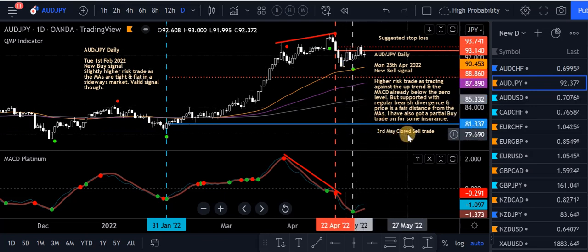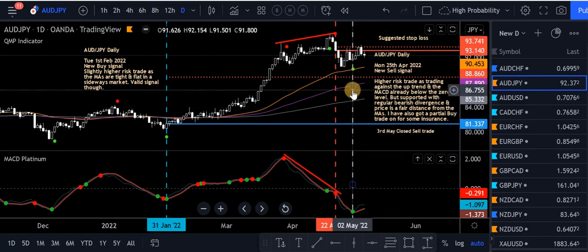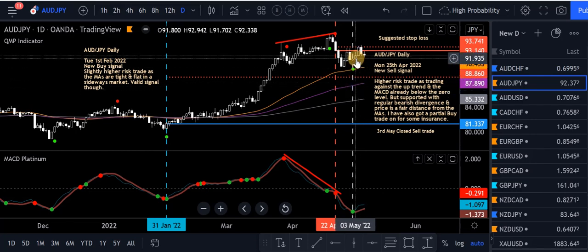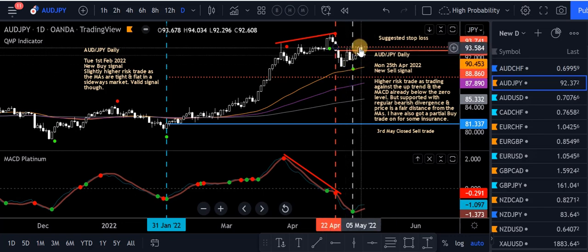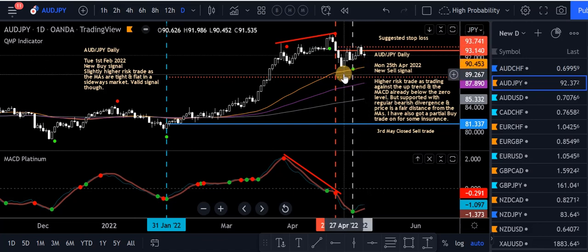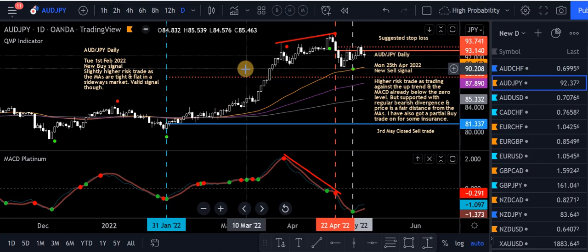And on the 3rd of May, closed the sell trade. So let's have a look when the 3rd is. So when we got this green dot here, opposite QMP filter dot, I closed the sell trade, small profit on the sell. So there's really, we couldn't do much there. And as you can see, it's gone up, popped through my stop. Now it's coming down. Did not take the buy. I'm already in a buy, so I didn't take it.